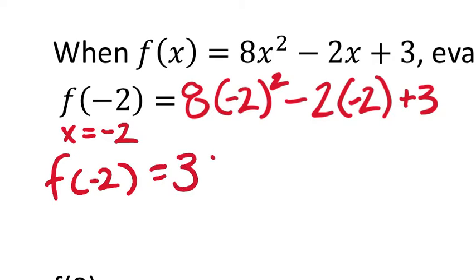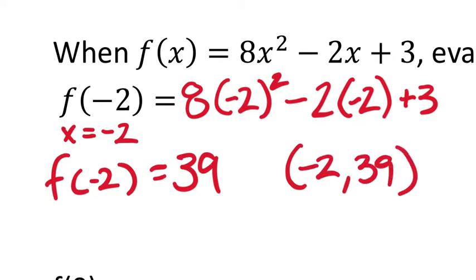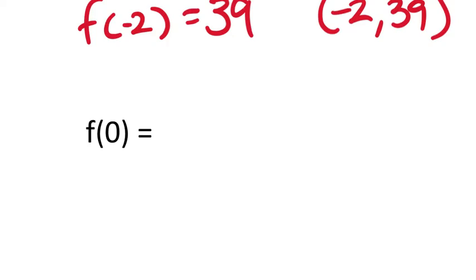Yeah, I got 39. So again, this would just be an ordered pair that you could graph: negative 2, 39. But again, just let the calculator do that work for you. This next one's not too bad.